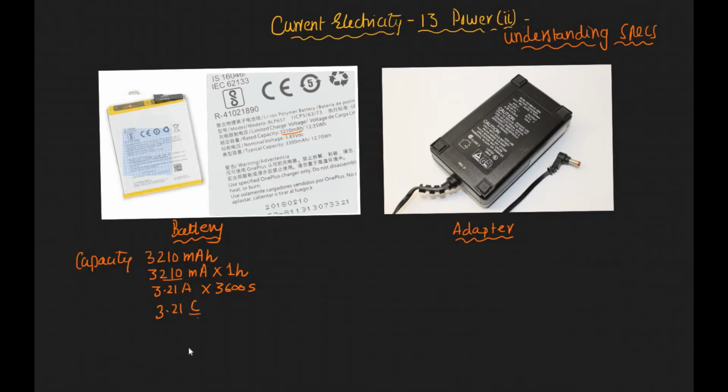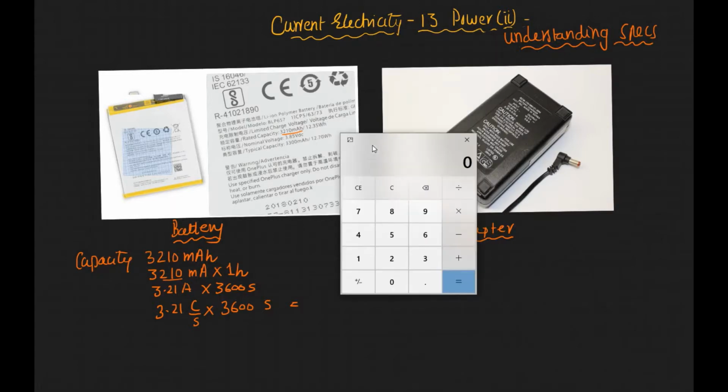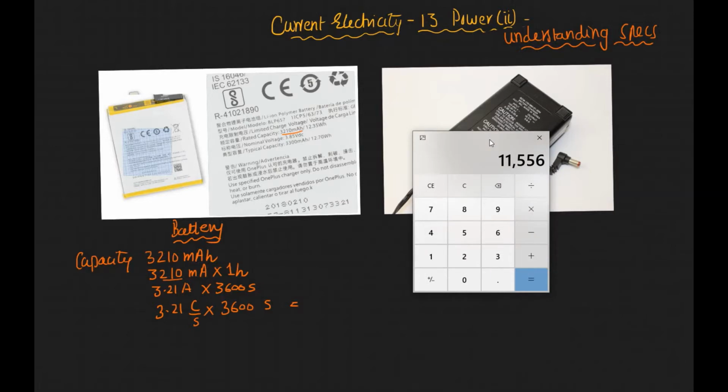3.21 coulombs per second it can deliver, into 3600 seconds. Let's calculate what that amounts to. It's 3.21 into 3600, and that's approximately 11,556 coulombs. That's the amount of charge that it can deliver over the full charge. So that's what the capacity means.